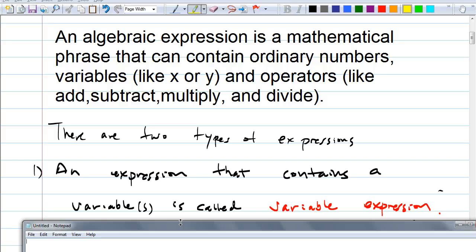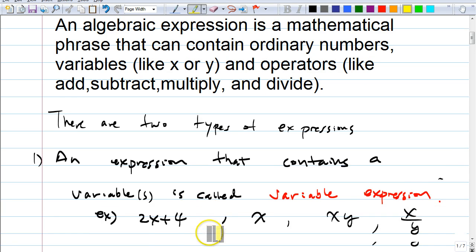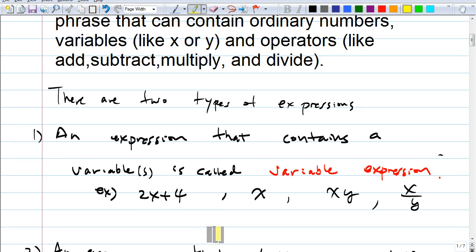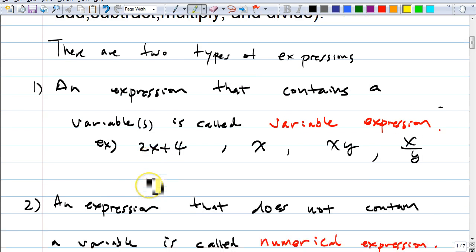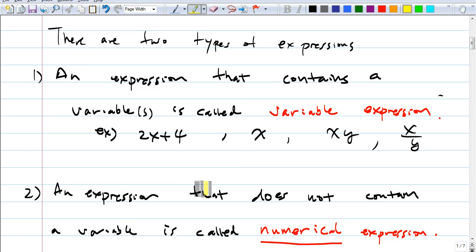What do you mean by that? How would that be different than this one? This one has a variable. Numbers that aren't variables are called constants. Good. Here are some examples of variable expressions. You see how you have variables with numbers, and operations: addition, subtraction, multiplication, division. So what do we call the other type of expression, one that doesn't have any variables? An expression that does not contain a variable is called a numerical expression. So those are two types.